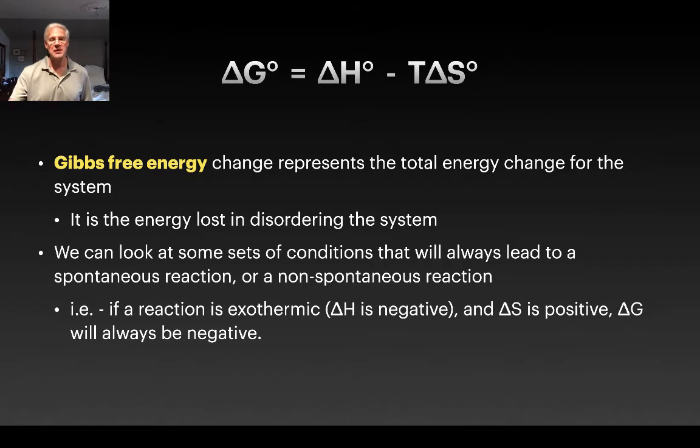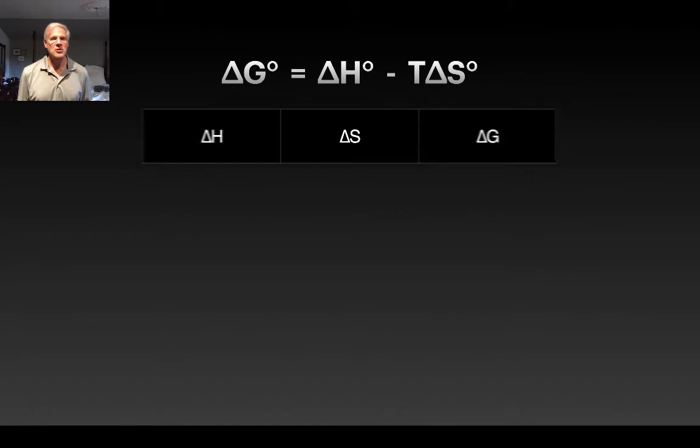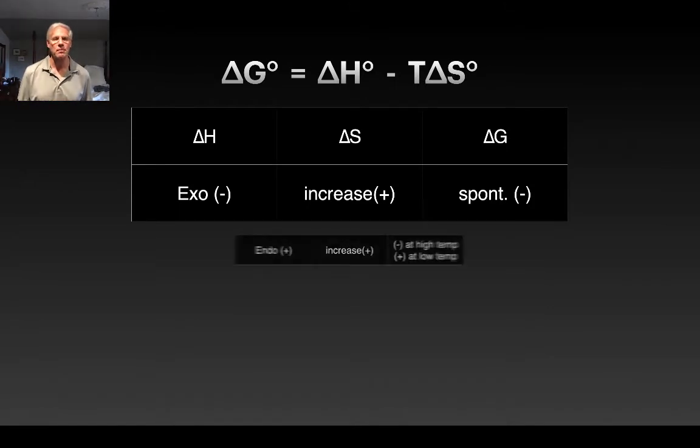It will always be a negative value for delta G. Okay, so that's just an example of what you can do by looking at the signs of delta H and delta S. So let's look at a table of that. If delta H is exothermic and the delta S is positive, so the entropy is increasing, we're always going to have a spontaneous reaction. Delta G will always be negative. That's the example I just gave you a moment ago.